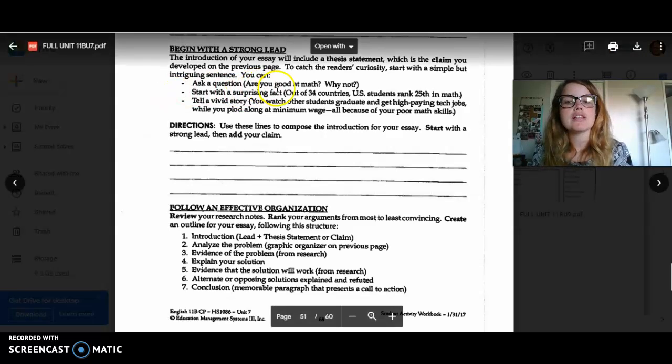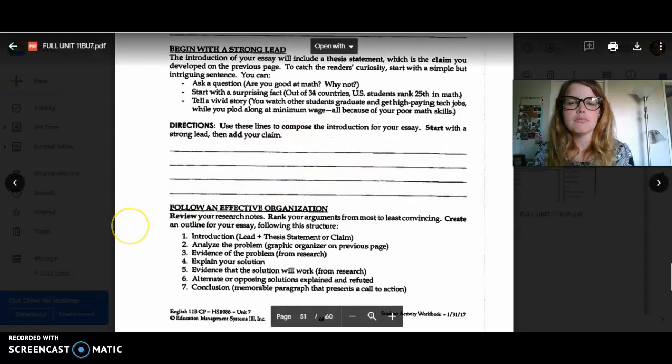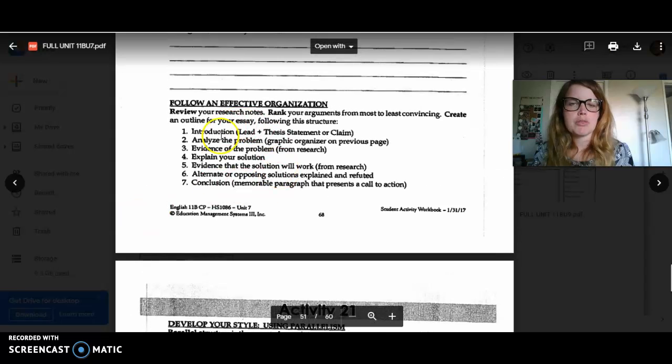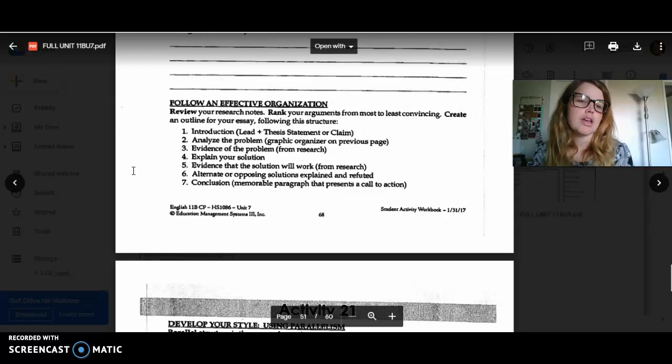right? You could also ask a question, start with a surprising fact. Those are different ways. And then you want to make sure here that you start with a strong lead and then you add your claim. This gives you an idea about the organization. If you follow my outline, you should be fine. Just make sure you include the counter argument there.